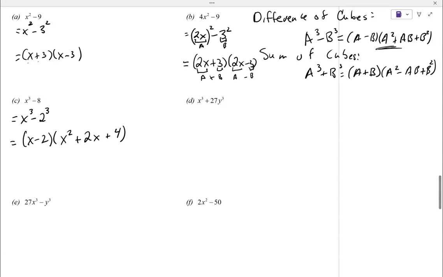So again, we're using the difference of cubes formula. We said x is A, and the 2 is the B. So it's A minus B. That's what the first part is. And then it's A squared plus AB. Well, x times 2 is the same thing as 2 times x. And then plus B squared. 2 squared is 4.